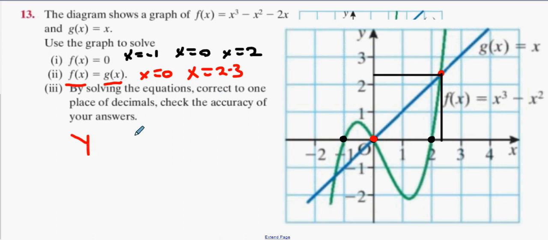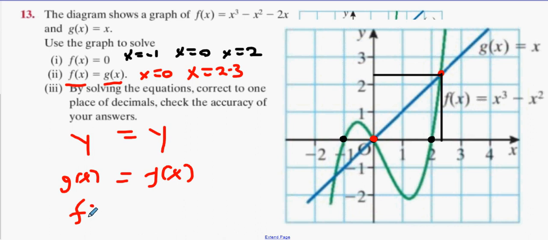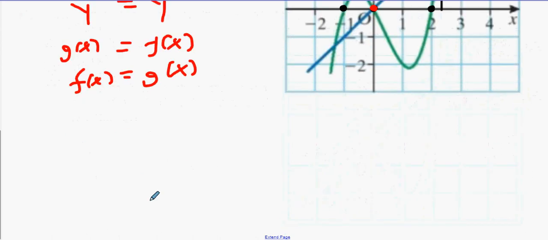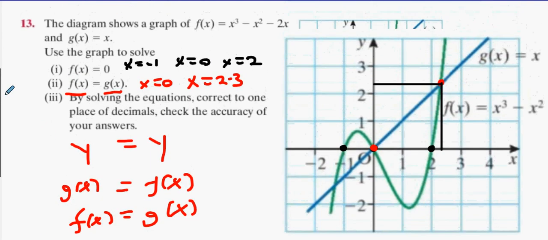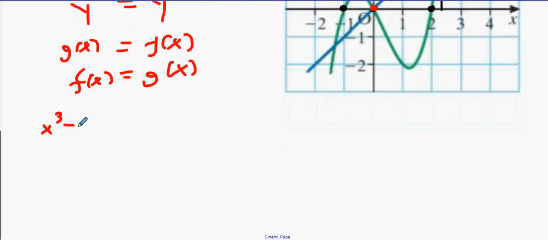Now, it's what we said earlier. The two y values are the same, which means the g of x must equal the f of x. Or you could say the f of x equals the g of x. What's the f of x equation? Lads, what's the f of x equation? X is not x cubed? Yeah. And what's the g of x one? Get this, guys. It's going to be an easy one. We needed an easy win, and we're about to get it.